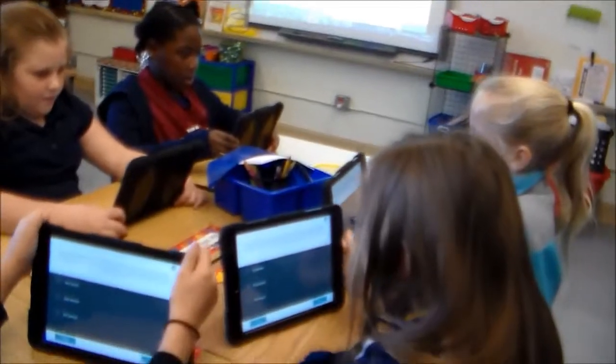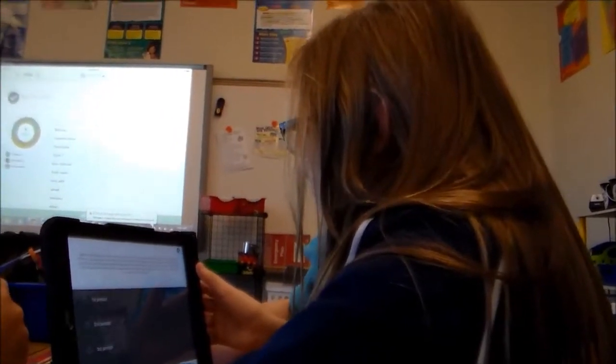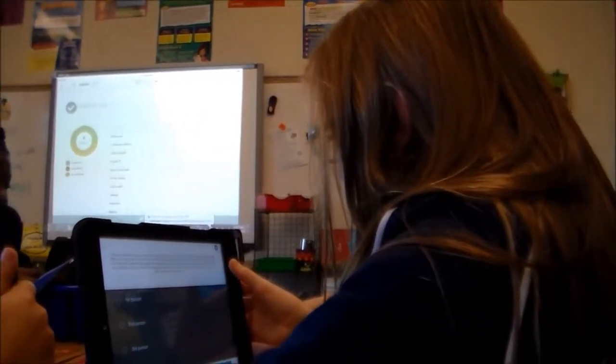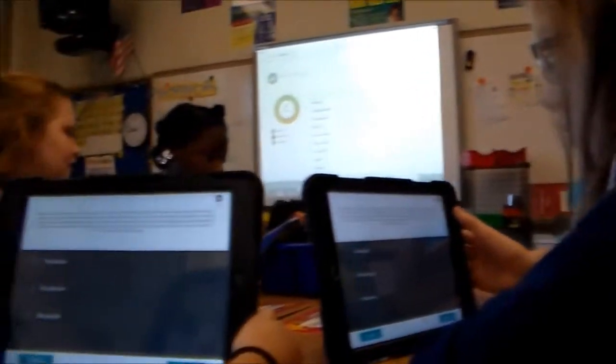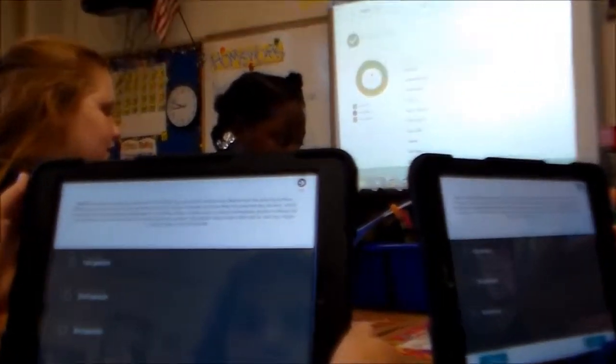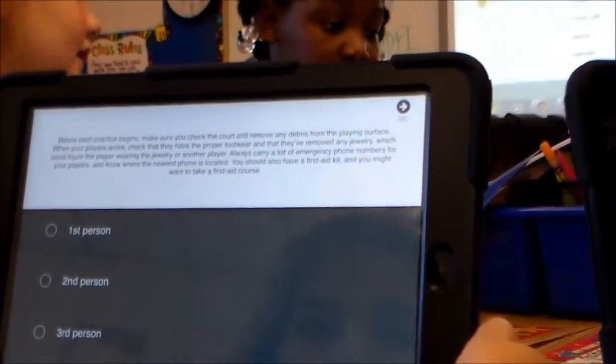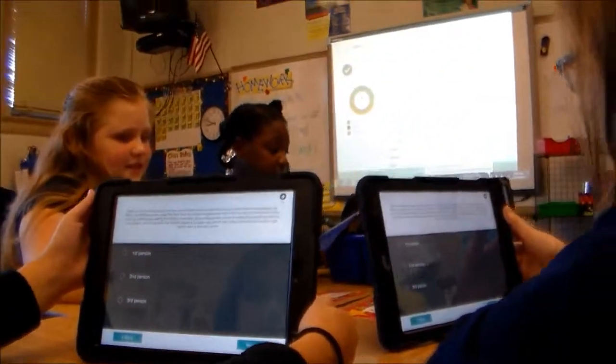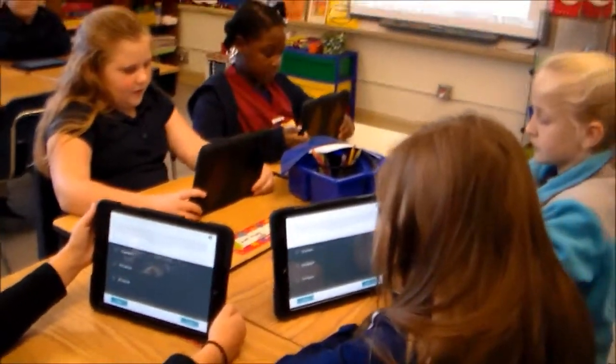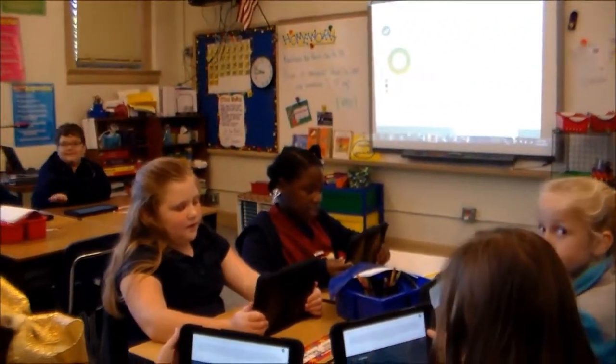Before each practice begins, make sure you check the court and remove any debris from the players. When your players arrive, check that they have the proper footwear and that they've removed any jewelry which could injure the player wearing the jewelry or another. Always carry a list of emergency phone numbers for your players. And know where. Make sure to check.